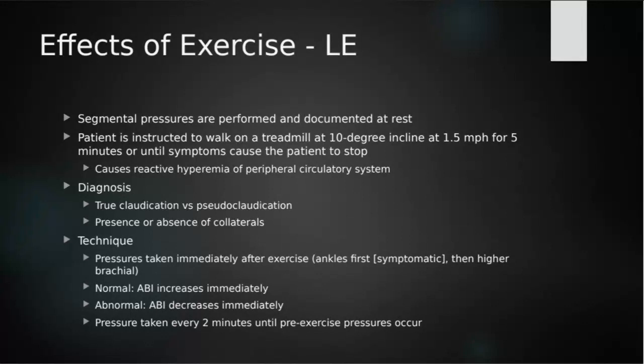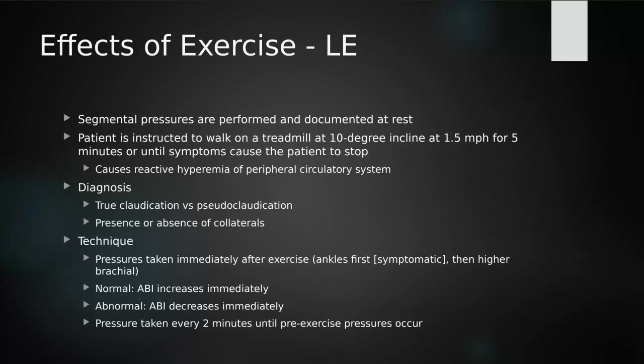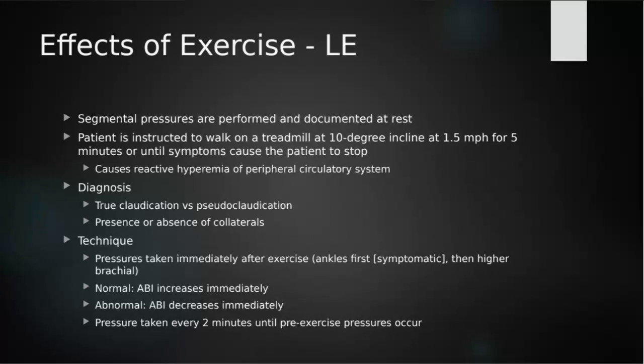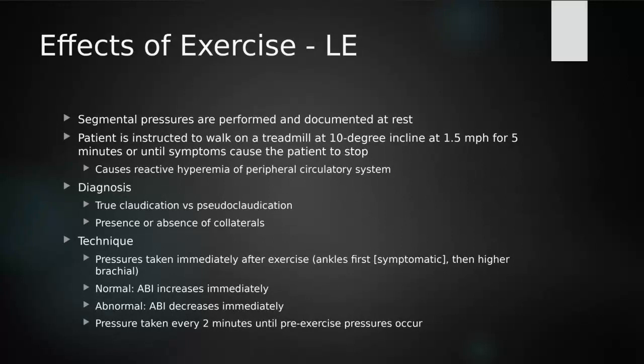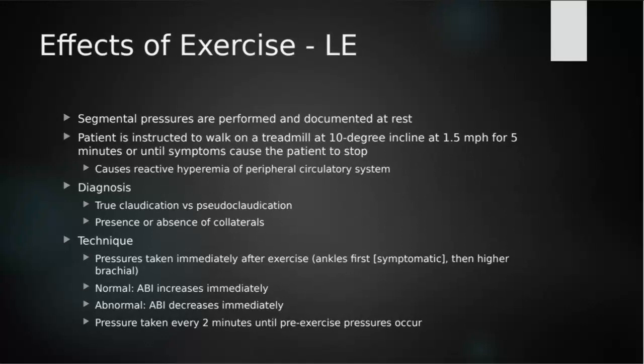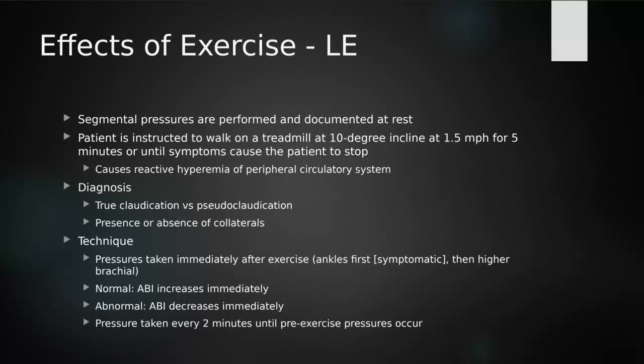The technique we're going to be doing, our pressure is taken immediately after exercise. We're taking our ankles, our symptomatic ankle first, and then moving to our brachial. So a little bit different than how we would perform a non-exercise ABI or segmental pressure. If it's going to be a normal reading, meaning that there is not arterial disease, we are going to see the ABI increase immediately after exercise in comparison to the pre-exercise. And then if it's abnormal, we're going to see the ABI decreasing.